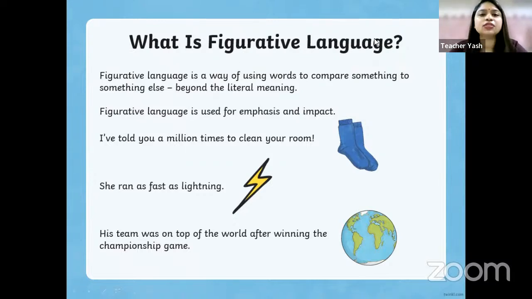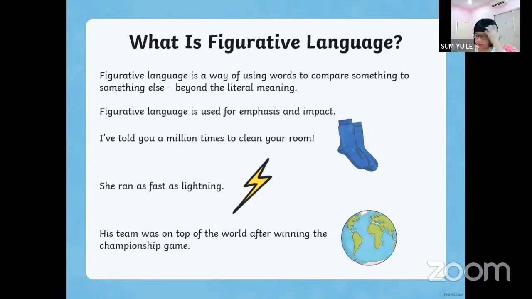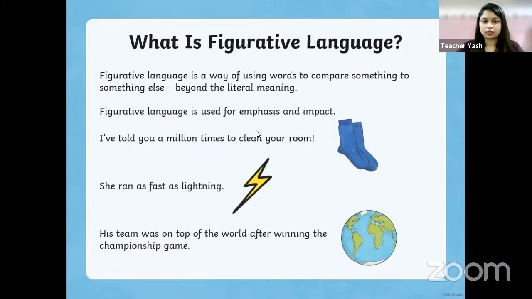Yes, okay. So what is a figurative language? Figurative language is the way of using words to compare something to something else, beyond the literal meaning. Like it's not the original meaning. They have a special word with special meaning, okay? So figurative language is used for emphasis. Emphasis means you want to give importance and stress. So that is emphasis. Okay. And then impact.